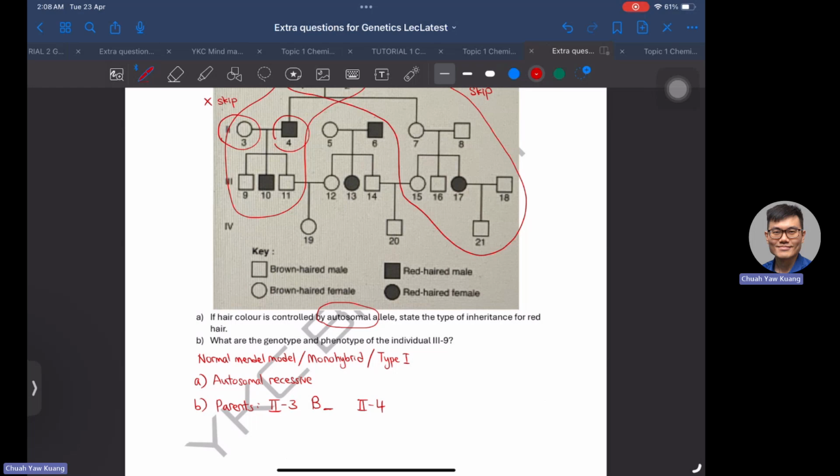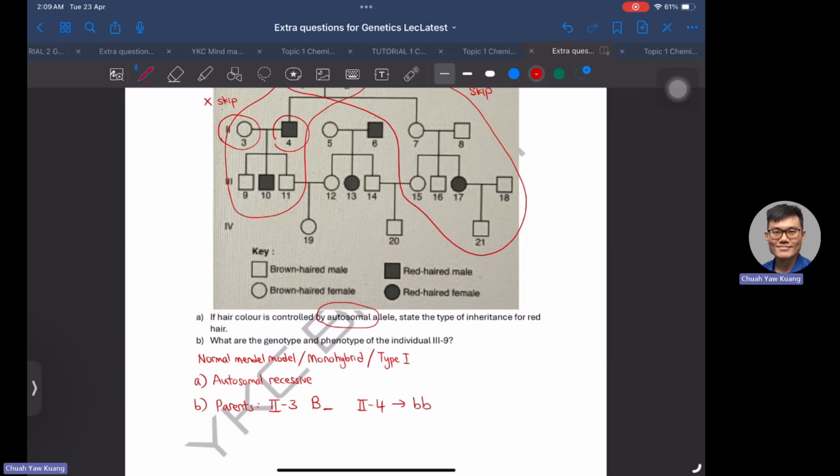Then next for individual 2-4, the father. The father has red hair, and we already know that red hair is recessive. So if red hair is recessive, then we can confirm the genotype of this father already. He has red hair, so that means this individual must be homozygous recessive.